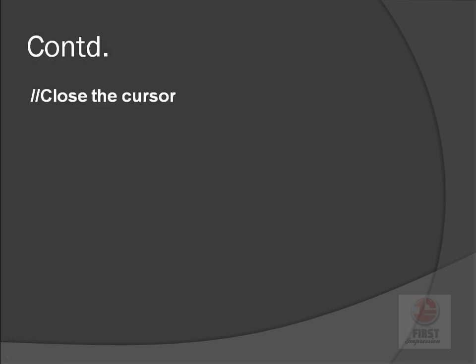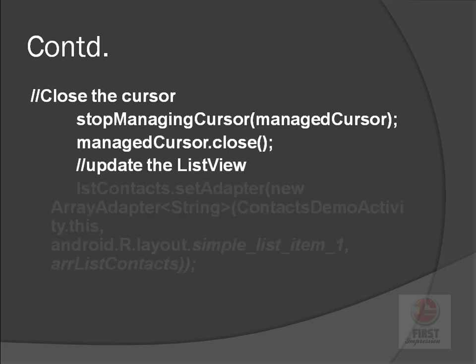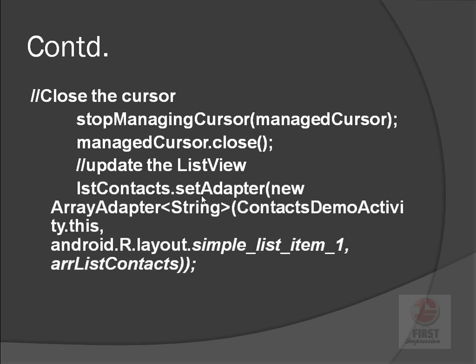Once we are done, we'll first close the cursor, and then we will update the list view by saying lstContacts.setAdapter, a new ArrayAdapter. This is the name of the activity.this, comma, android.R.layout.simple_list_item_1. That means we want to have the contact data in the form of a simple list, comma, the list of contacts that we have just fetched. This will actually add all the contacts into your list view where you can view them.